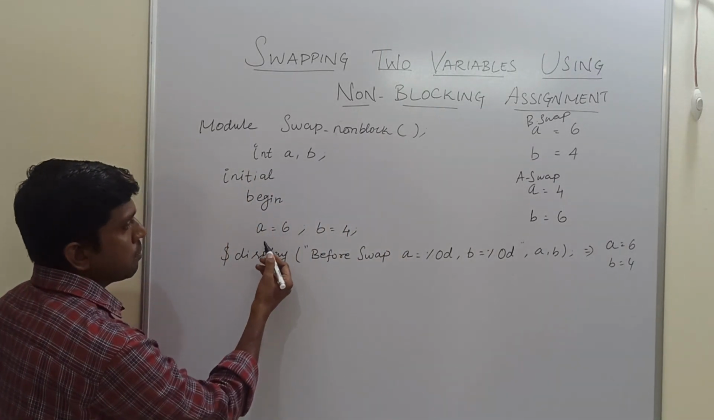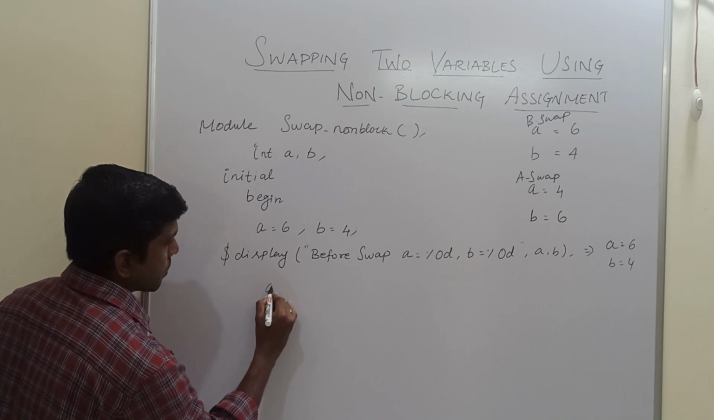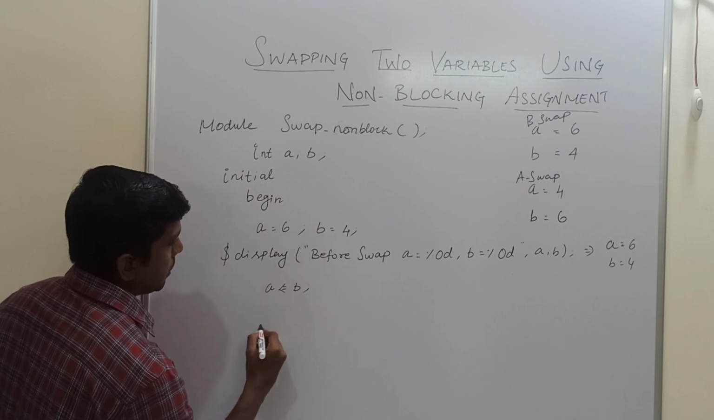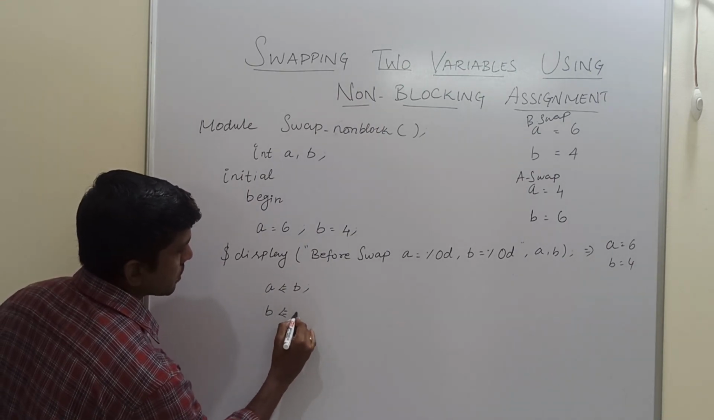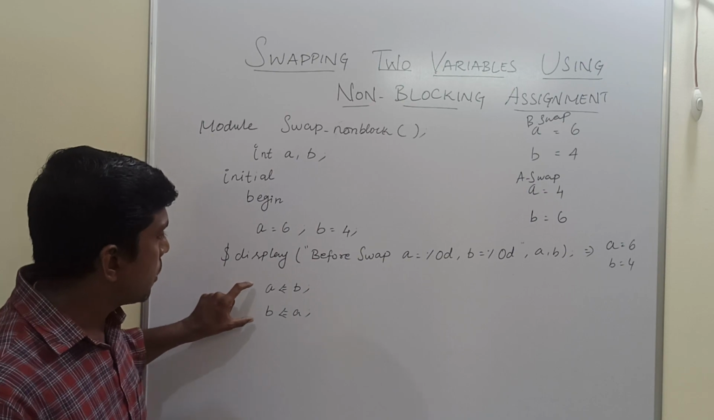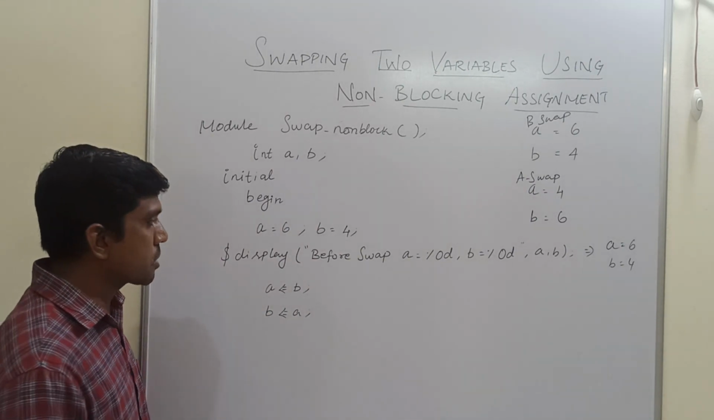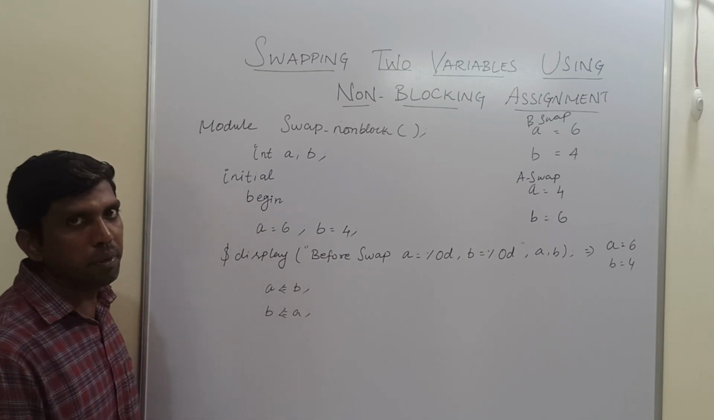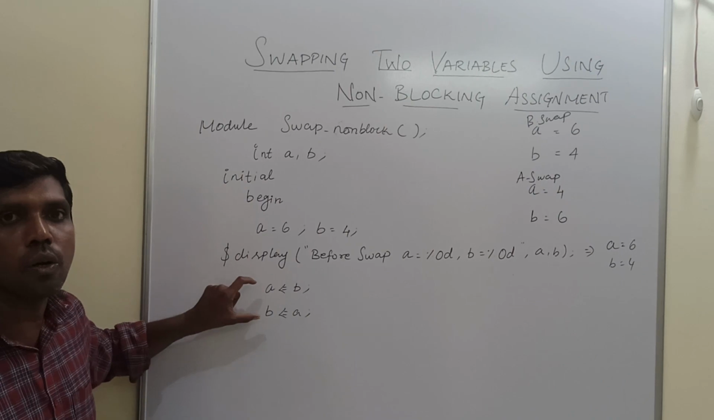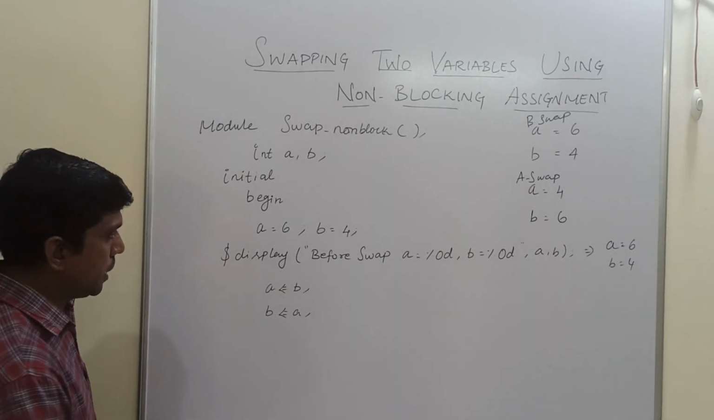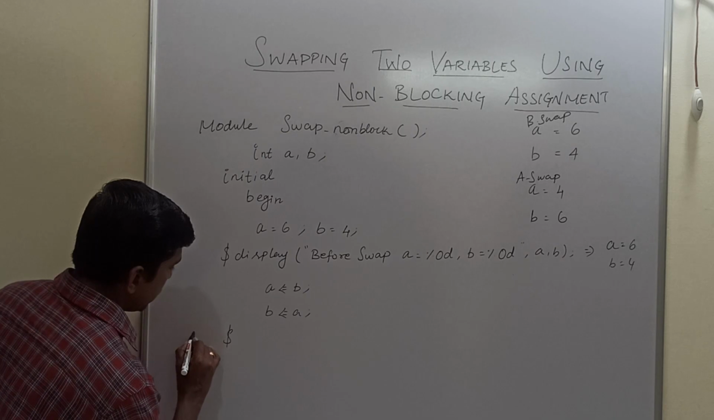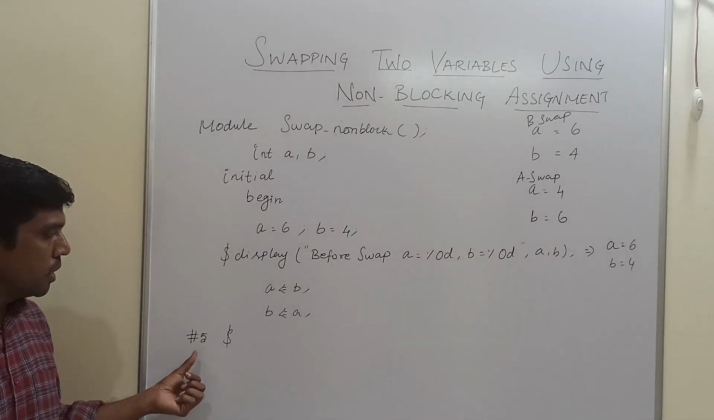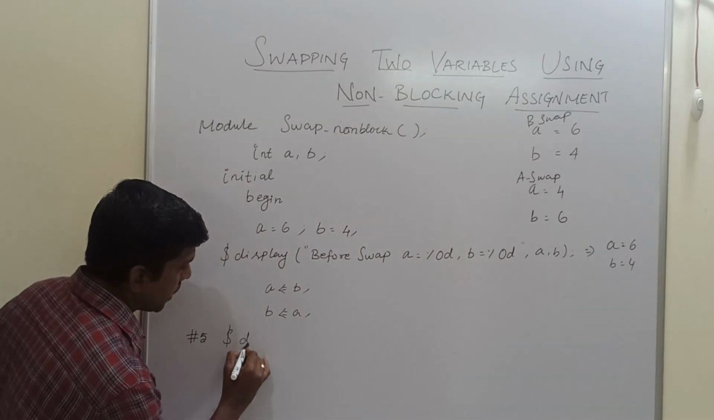So now I swap the values of A and B. A <= B, then B <= A. In non-blocking assignment, first the evaluation process is complete. Here B's value goes to A, and A's value goes to B. Only the evaluation is complete, the values of A and B are not updated yet. After the time cycle, here I assign a delay of 5, then display.